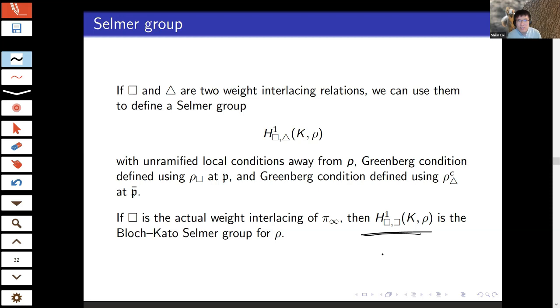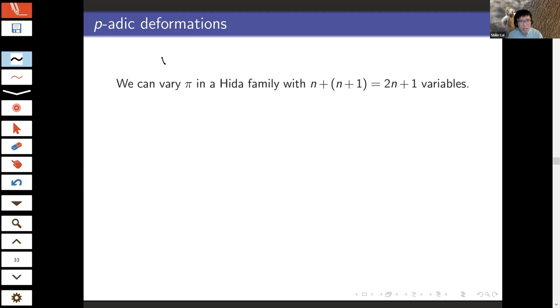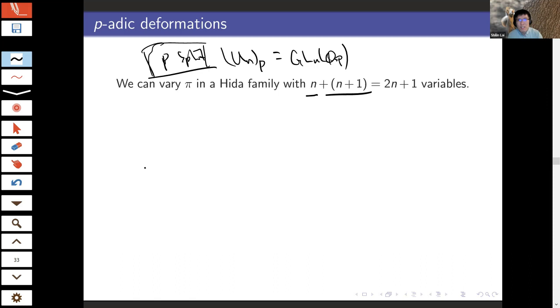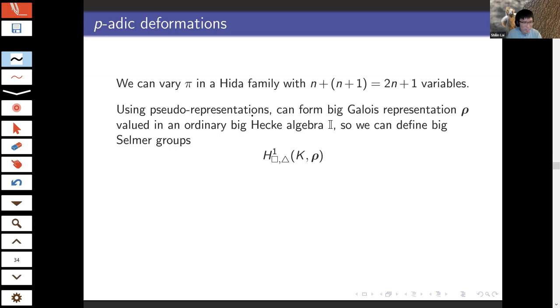And now we can deform everything in a Hida family. Because P is split, the U of V_N restricted at P is just GL_N of Q_p. So we have N variables from U_N and N plus one variables for U_{N+1}. This is all because P splits. So we have this many variables, and using pseudo-representations, assuming enough residual irreducibility condition, we can deform the Galois representation into something valued in the ordinary big Hecke algebra I. Sort of the usual setup for Hida theory, with the ordinary filtration.